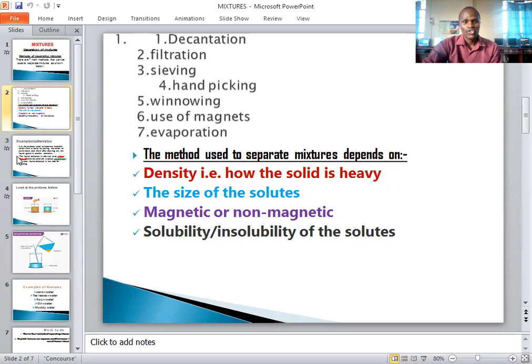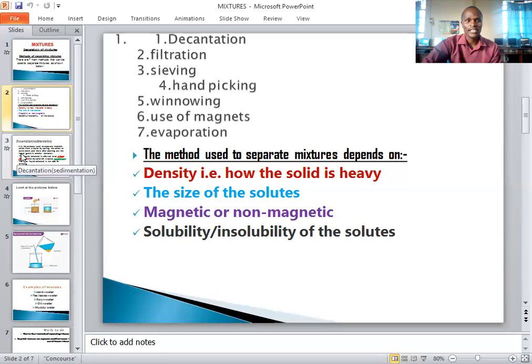Then we have solubility or insolubility of the solids. Now we have those solids that are able to dissolve in liquids, and also we have other solids that are not able to dissolve. So the method that we are going to use will depend on whether they are able to dissolve or not dissolve. But in our topic for today, in this lesson, I want us to focus on one method, and that is decantation.